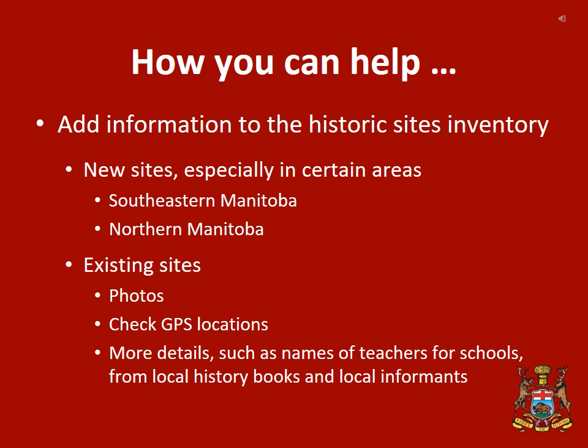So, for example, all those one-room schoolhouses, we're trying to compile lists of the names of the teachers at those schools through the years. We can get this information from local history books, from local informants, from archives, from libraries. Same with grain elevators, the names of the people who operated those elevators. And at a lot of sites, the names of churches, we have the names of the clerics who ministered there. There's lots of information that can be added, and it simply makes each of the sites in this collection richer.